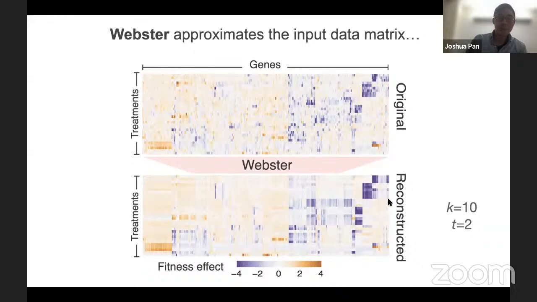Once again, our input data is this matrix, and the treatment names and gene names are elided because they're not necessary for the factorization. After a hyperparameter sweep across K and T, we decided to recover a dictionary of size 10 and use 2 dictionary elements each to reconstruct each gene effect. This is our approximation of that matrix. You can see that we've captured some broad patterns in the data.